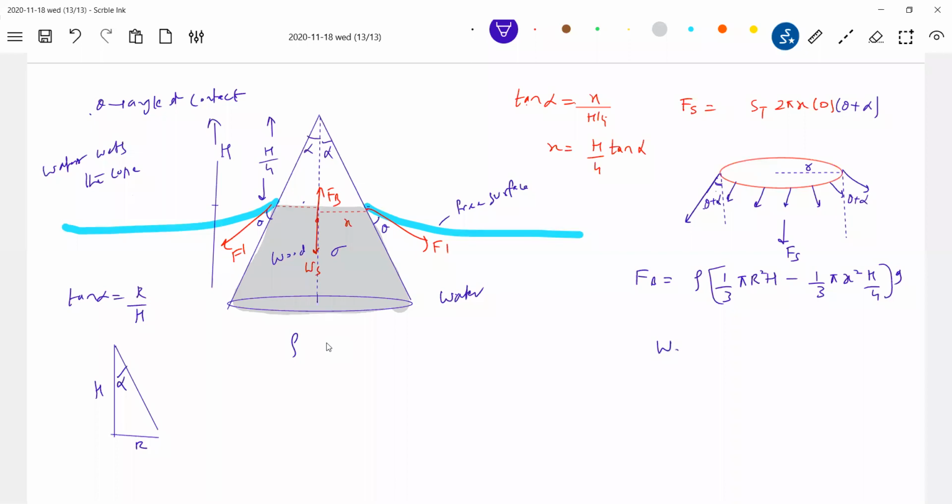So then what about the weight of the solid? Weight of solid should be density times pi r square h by 3. Okay, there's no problem with this. So again, we should replace r. Solve all this, and you'll get the expression for surface tension.